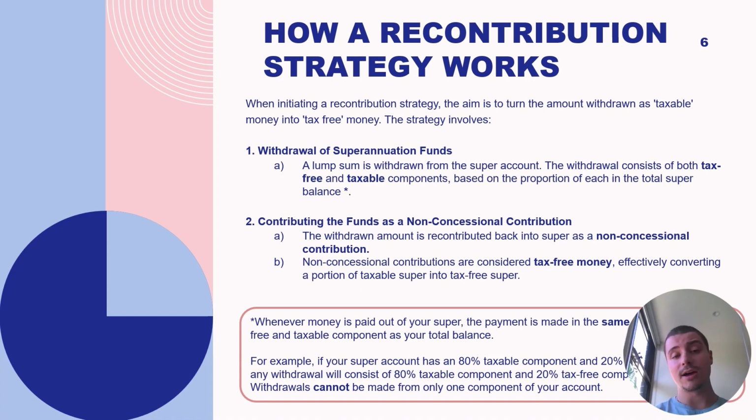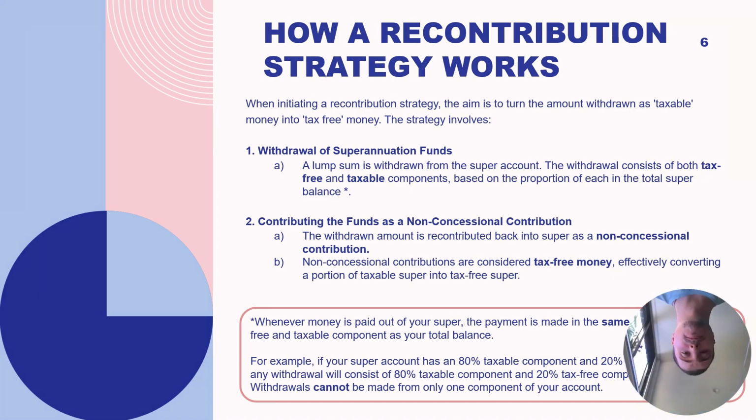Now, when the money comes out, it retains the taxable and tax-free proportion. So, for example, let's just say of the 120,000, 80% is taxable components. Then, when you take the money out, 80% of that is taxable and 20% is tax-free. When you put it back in, however, 100% of your contribution is tax-free.